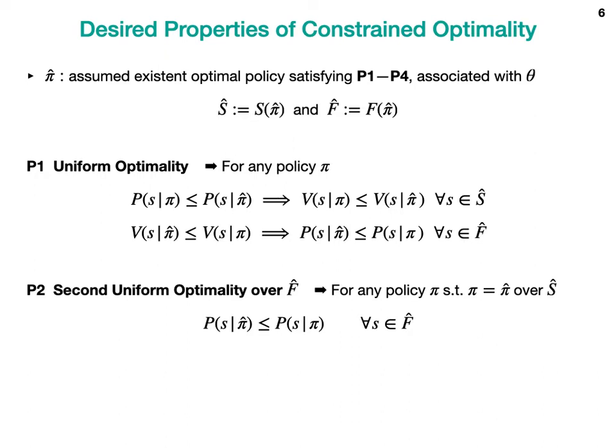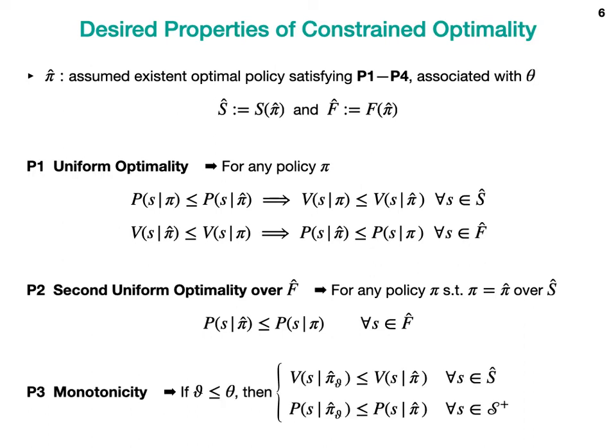The second property, which we call second uniform optimality over F hat, limits such optimality to the cases where the safety is maximally improved over the unsafe region. This property makes sense also in practice since we trade off safety and performance within the safe region, but not in the unsafe region, in which safety becomes the first priority to be optimized.